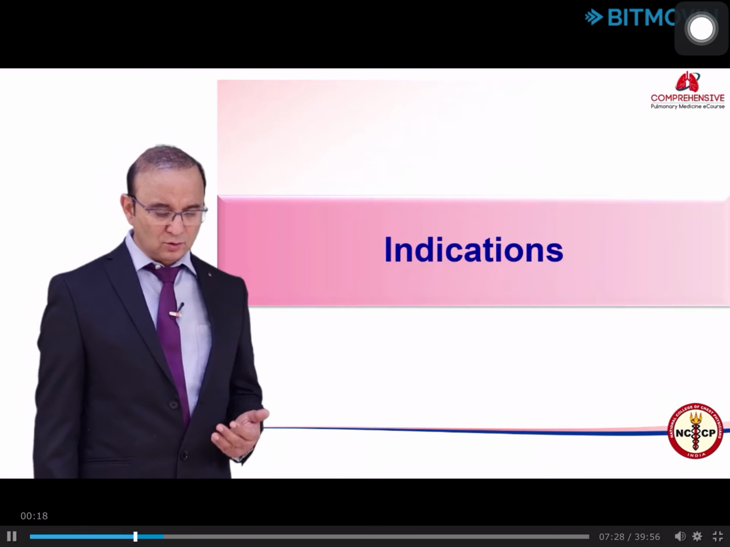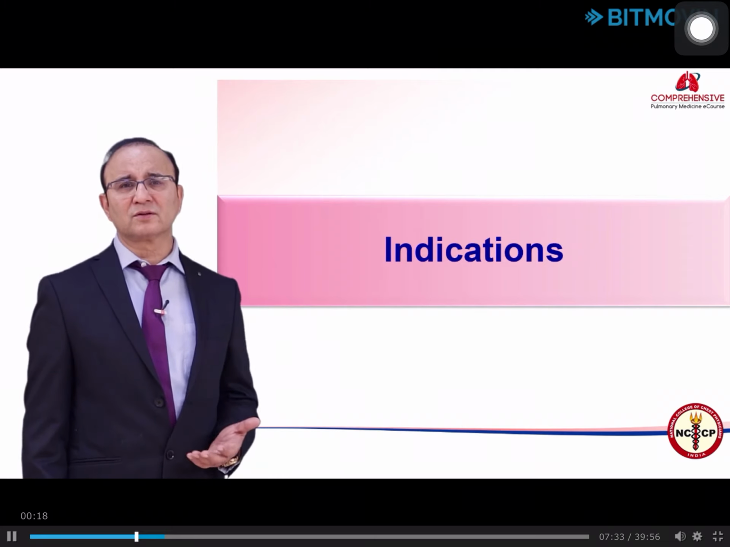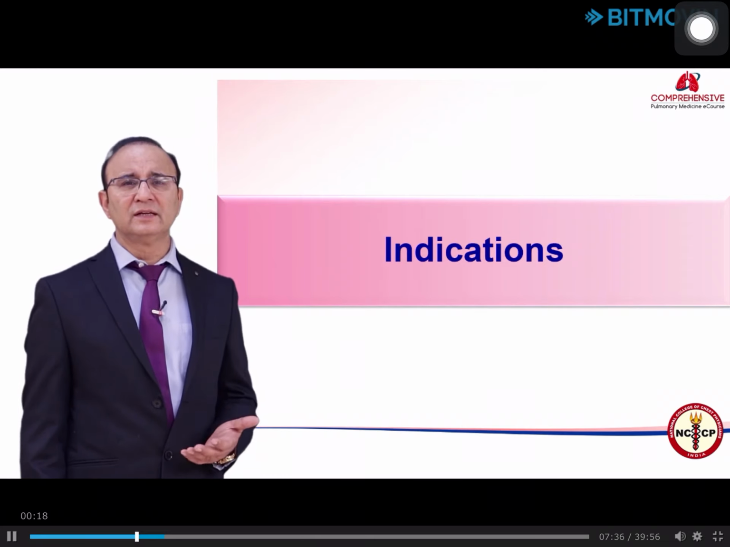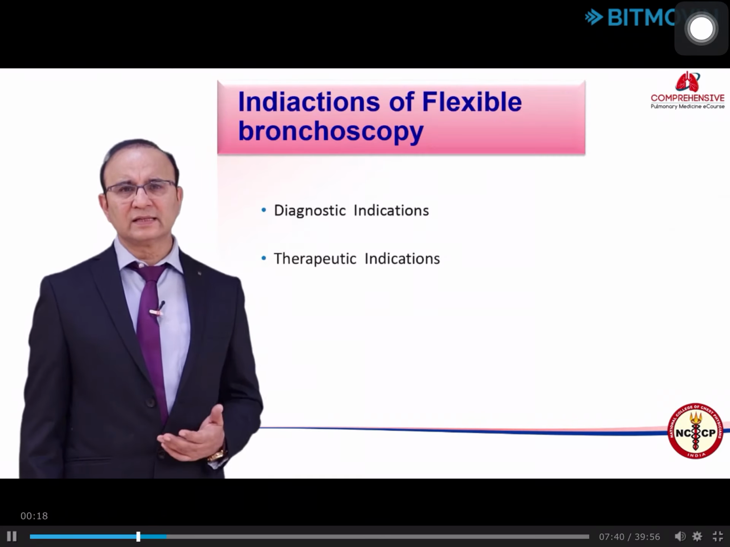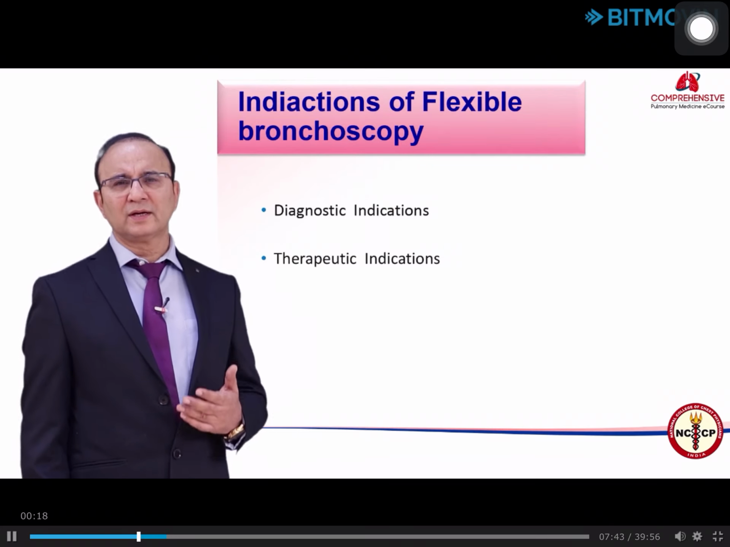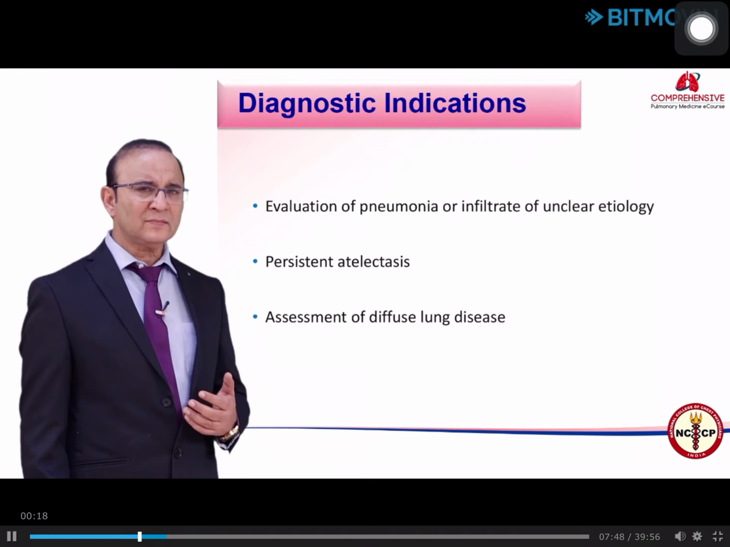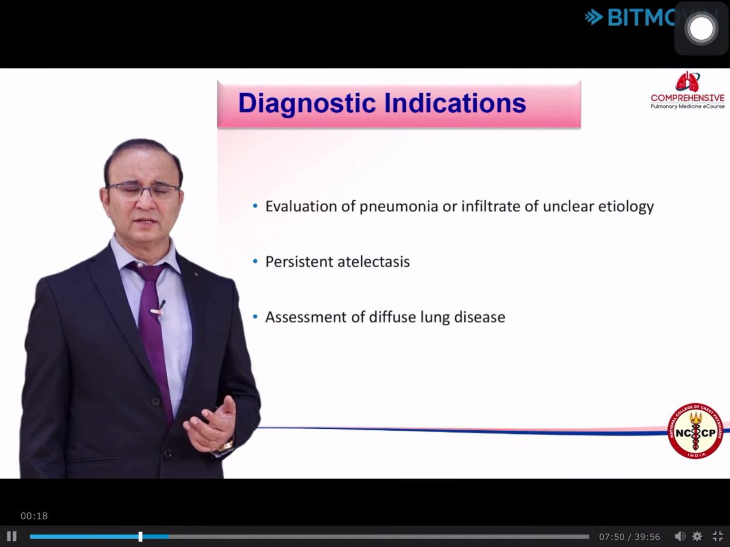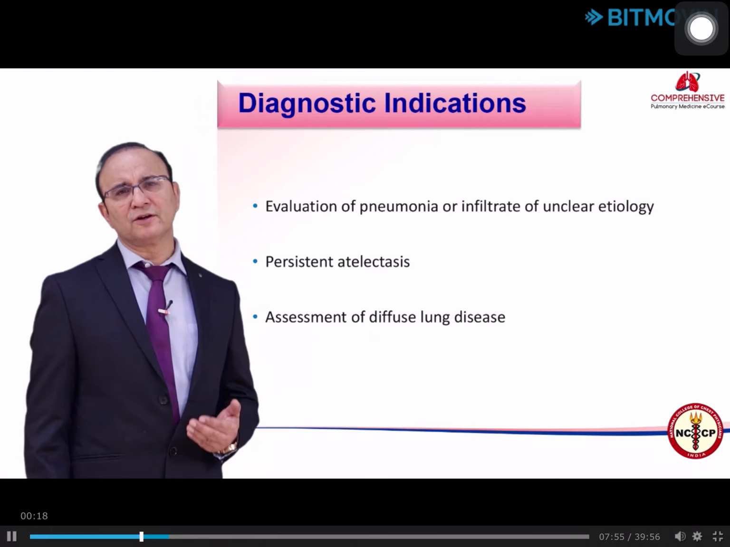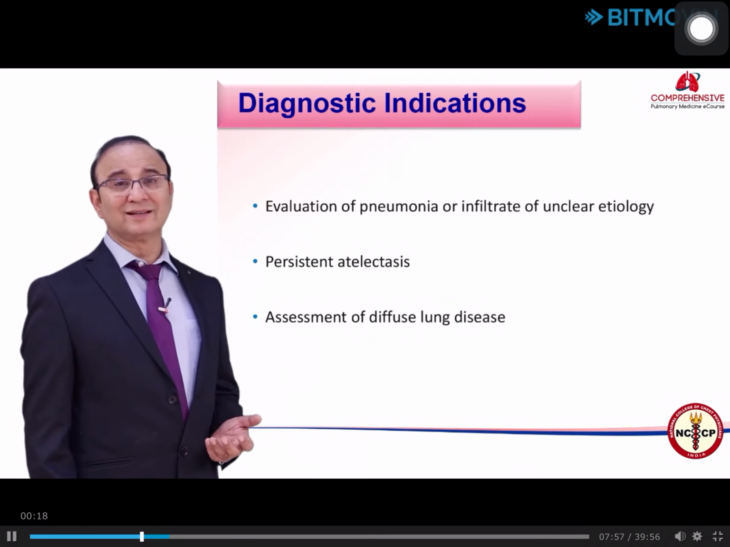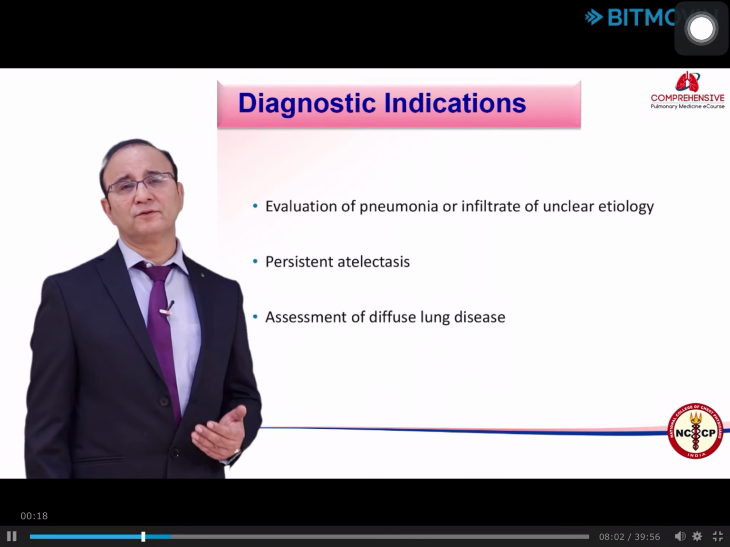Now, coming on to the indications of bronchoscopy, where the flexible bronchoscopy is indicated. I am basically going to talk more about the flexible bronchoscopy. As I said, the bronchoscope has diagnostic as well as therapeutic indications. Among the diagnostic indications, three very important ones are evaluation of pneumonia or infiltrate of unclear etiology, persistent atelectasis, and assessment of diffuse lung disease.